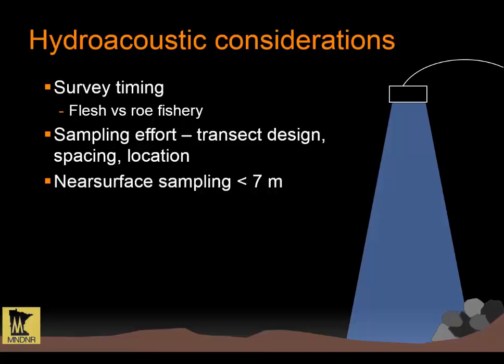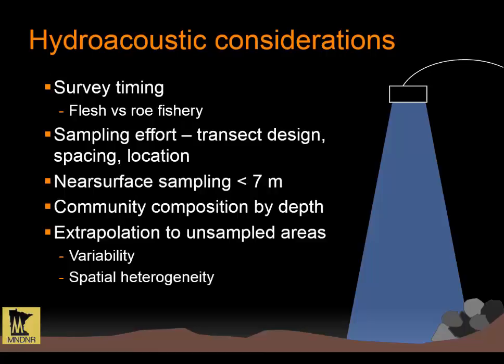This is where our commercial fishers target Cisco. So we're potentially not sampling the part of the water column where they're targeting the fish. And I think that's an important consideration to look at moving forward. And then again, this idea that the community composition could potentially change by depth. If we understood that better, we could potentially analyze the data more effectively.